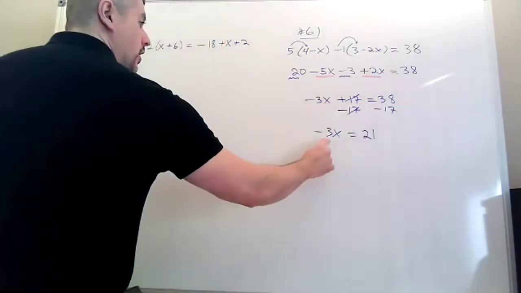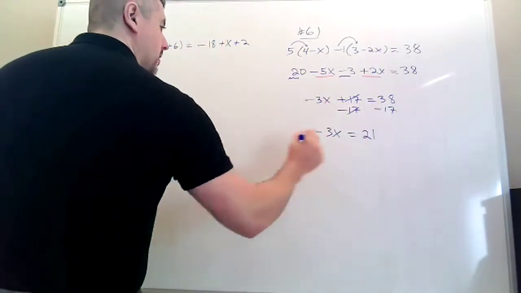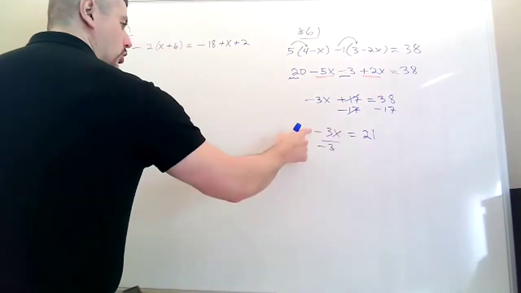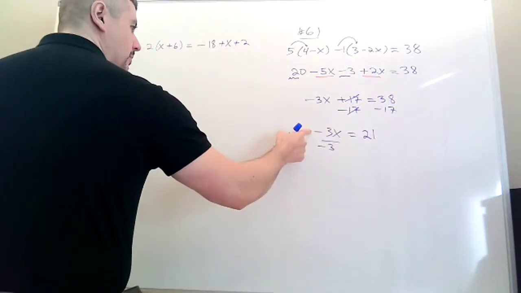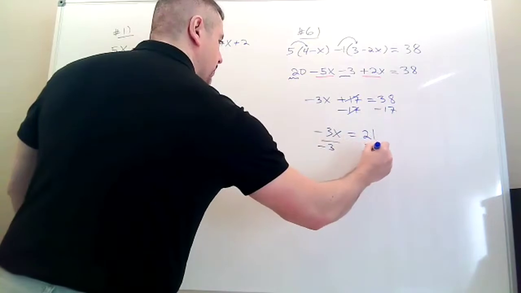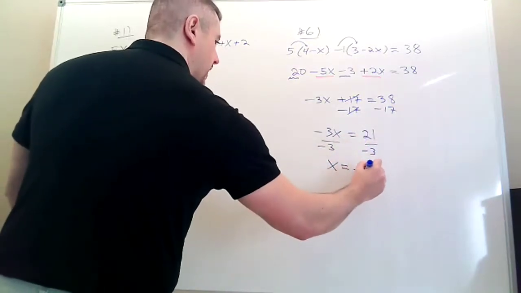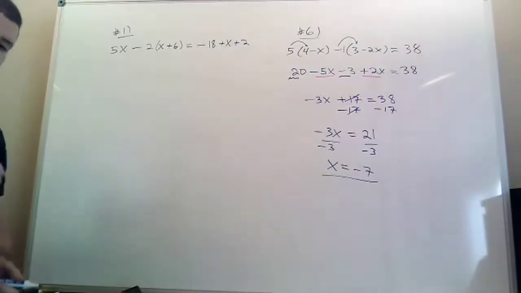Now you're done. Divide. Opposite of multiplying is to divide. You divide by the number that you see. Don't switch a sign here. You're dividing by whatever's in front of that X. 21 divided by 3 is 7, and the signs are different, so you get a negative. So that answer is -7.